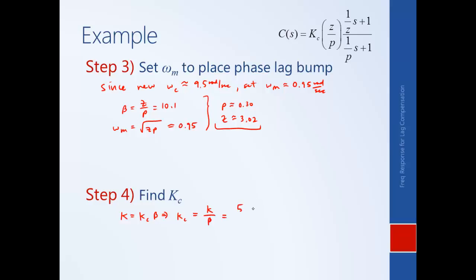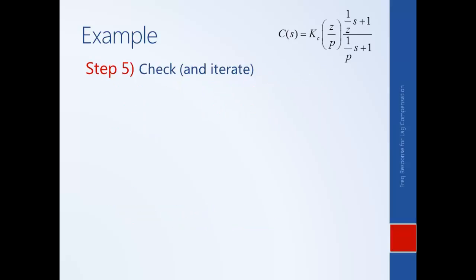So we want to increase the DC gain by a factor of 5, but we're able to get more than that from the zero pole ratio. And so that means that we can actually decrease the gain that we have to add to less than 1. Okay, so this gives us our first sort of pass at our lag compensator. We've defined Z, we've defined P, and we've defined the gain K sub C. And so the last thing we need to do is we need to double check, because these relationships that we are using are only approximate.